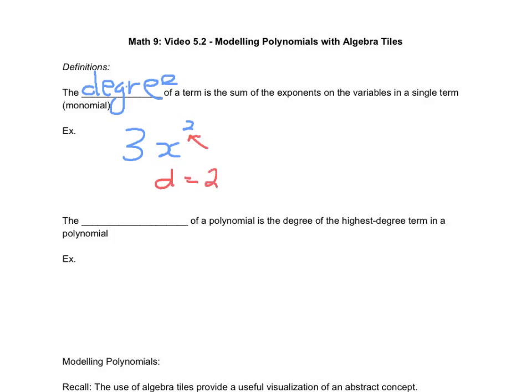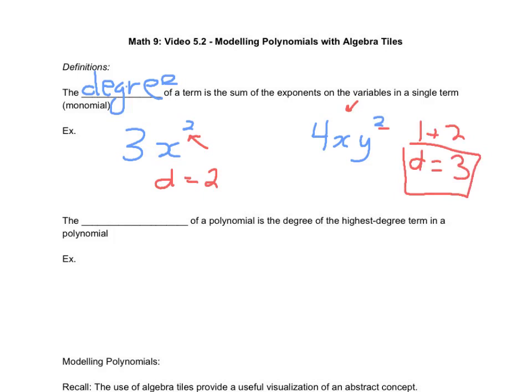Okay, if we did another one, we could have 4xy squared. And if we were going to find the degree of that, we would recognize that there's a little 1 that's not written beside the x, right? And then there's also this 2, which means that the sum of that is 1 plus 2. The degree is equal to 3.